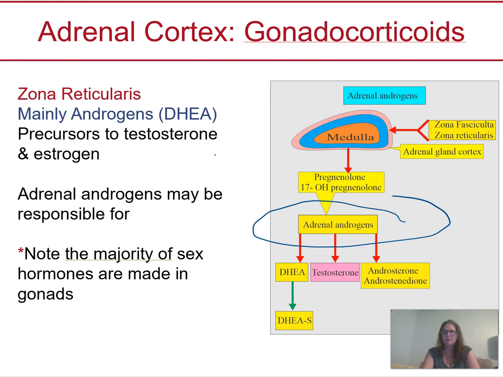If there's a problem where too many androgens are produced, then it's going to masculinize the female. So the female might be more muscular. She might have excessive body hair, excessive facial hair, and that's what would happen. Primarily, there's an issue here.